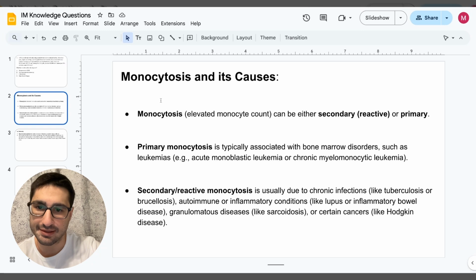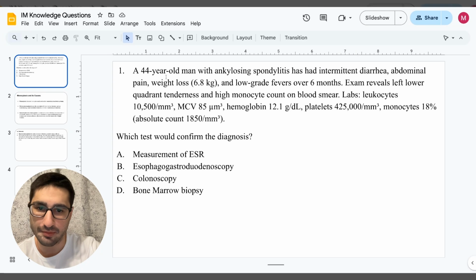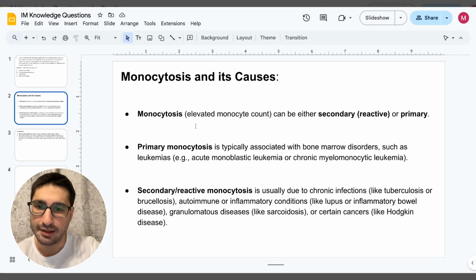So if you go to the next slide, we have monocytosis and its causes. So the patient that we have in the question stem, he has monocytosis. His monocytes are elevated at 18%. His absolute count is elevated at 1850. So monocytosis, which is the elevation of the monocyte count, can be either secondary or primary. Primary monocytosis is typically associated with bone marrow disorders such as leukemias, and secondary monocytosis is usually due to chronic infections, autoimmune or inflammatory conditions, like lupus or inflammatory bowel disease, granulomatous disease like sarcoidosis, or certain cancers like Hodgkin disease.